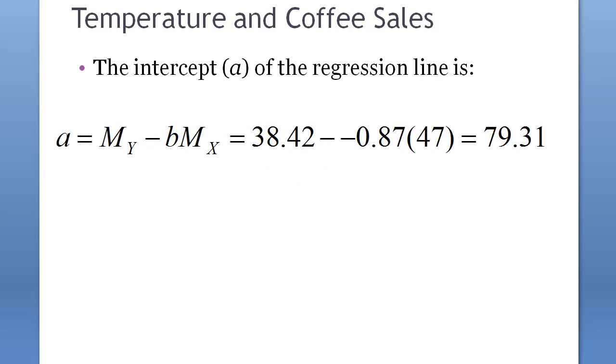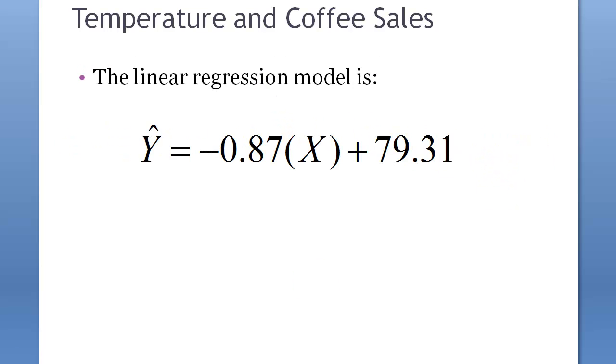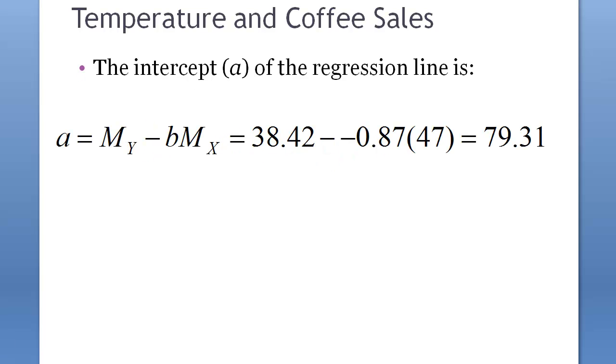Then the intercept is going to be the mean of y minus b times the mean of x. So it's 79.31. So you get this regression model: y equals minus 0.87x plus 79.31. Using this model, now you can estimate the coffee sales according to the temperature.